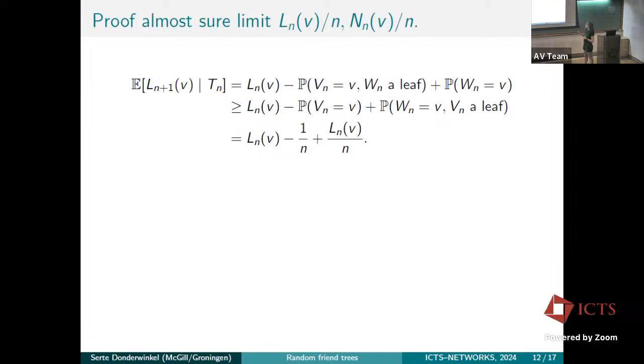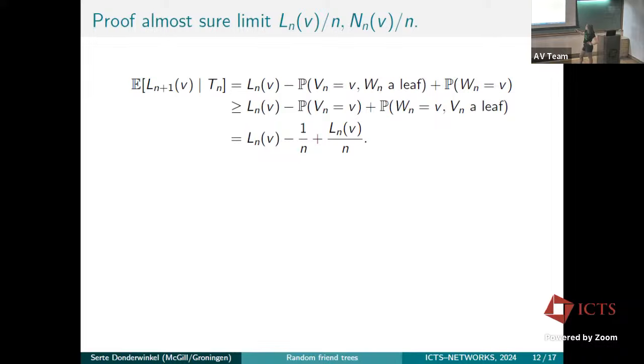When does the number of leaf neighbors of v increase? Well, if the new vertex attaches to vertex v, which happens exactly if W_n is chosen as the random friend. We can squeeze in an event here and take one out here.